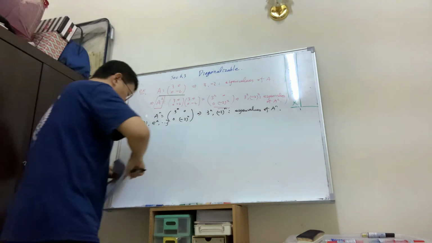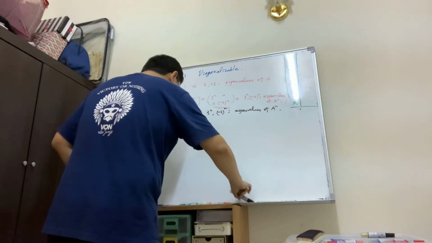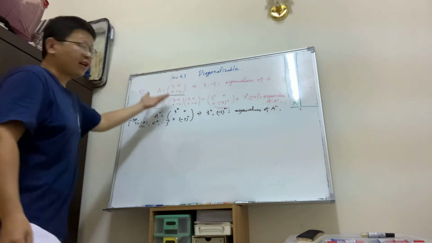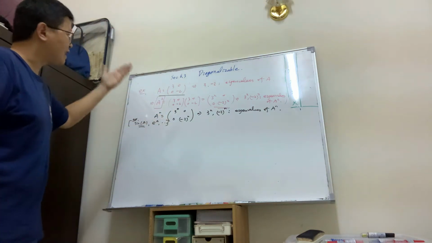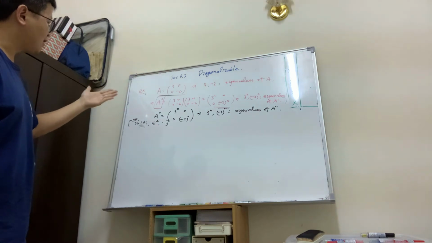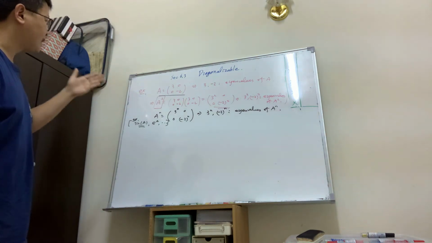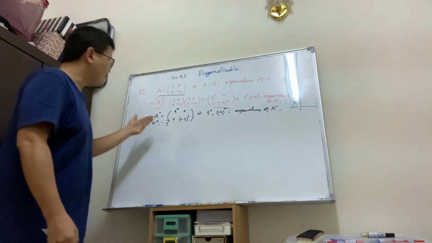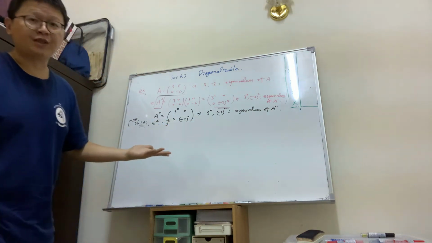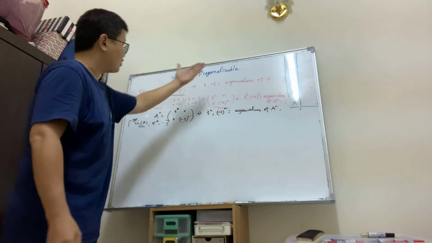But for a general matrix, probably it's not a diagonal matrix. Probably most 2x2 matrices are not diagonal matrices. Then do we have some nice result, for example, like this one? So now we talk about diagonalizable.